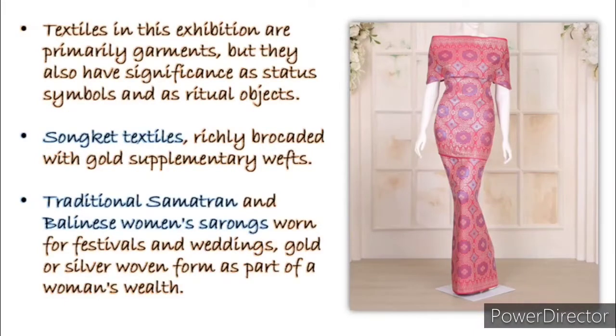and as ritual objects. To your right on the south wall are songket textile, richly brocaded with gold supplementary wefts. Traditional Sumatran and Balinese women's sarongs worn for festivals and weddings are valued for the gold or silver woven into them and form part of a woman's wealth. This is an example of a cloth textile in Indonesia.